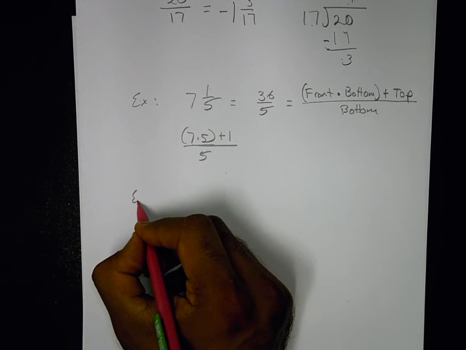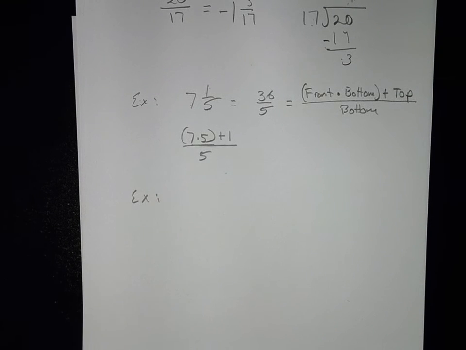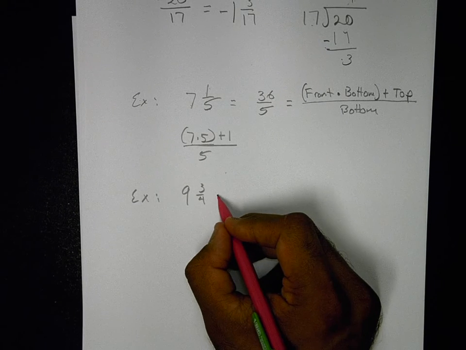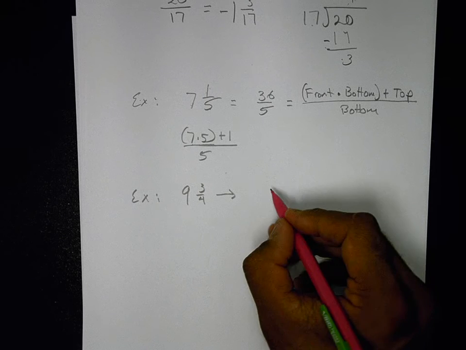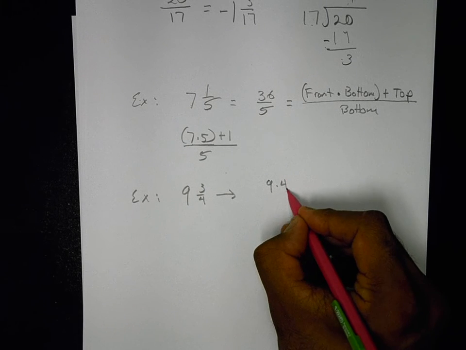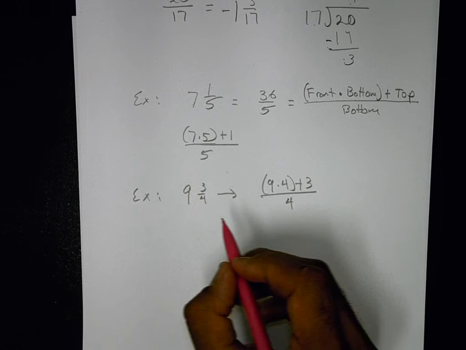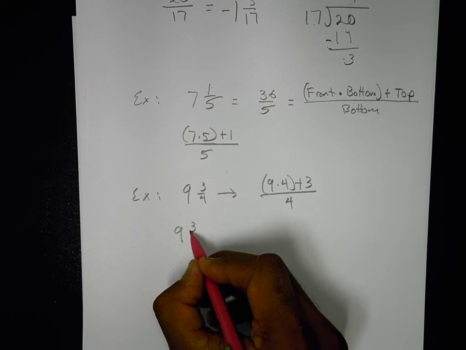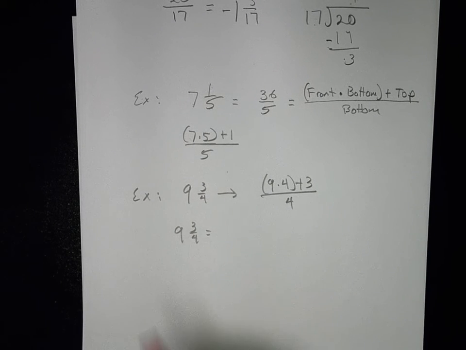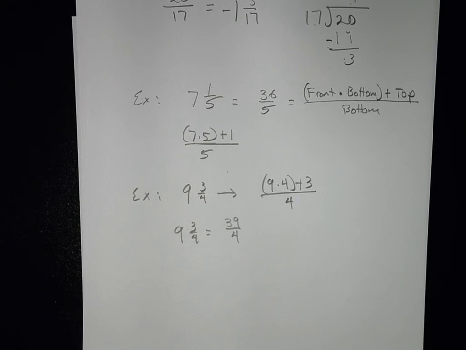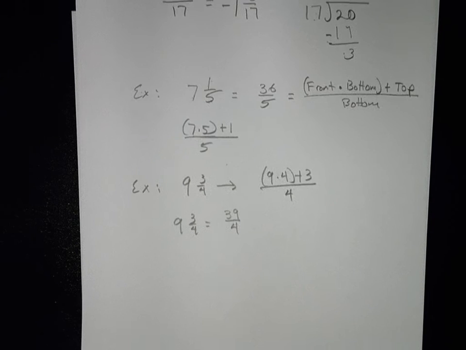So I'll do another one here. 9 3/4. What I get here is 9, so the top number is going to be 9 times 4 plus 3, all over the same denominator. So 9 3/4 is equal to 36 plus 3, which is 39, all divided by 4. Let's do one more of those.